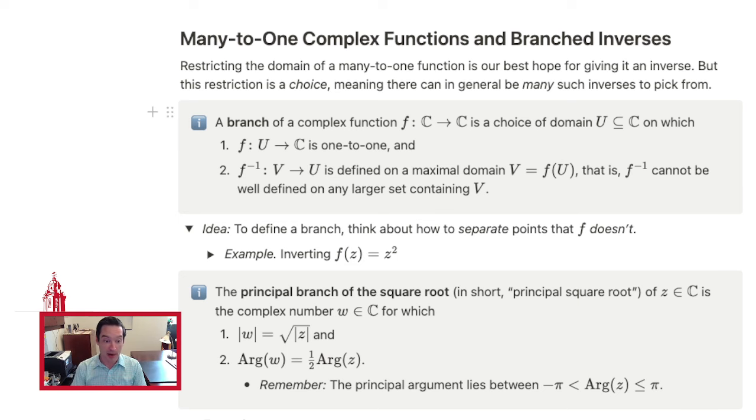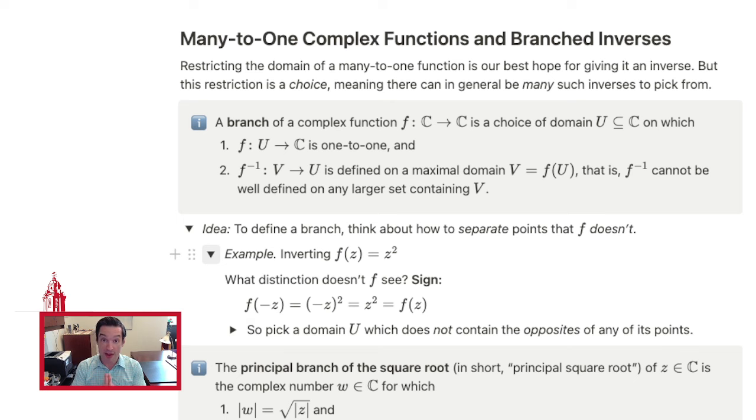So here's the idea behind how we can choose a branch of a complex function. What we want to do is somehow separate points that f doesn't separate. Let's think about that in the context of the squaring function f of z equals z squared. What kinds of pairs of points does f have trouble telling the difference between? Well, just like in the real case, the squaring function for complex numbers cannot tell the difference between a complex number and its additive inverse, its opposite, z and minus z. That distinction exists before we process through the squaring function, but is lost afterward as an output. So f of minus z and f of z are the same.